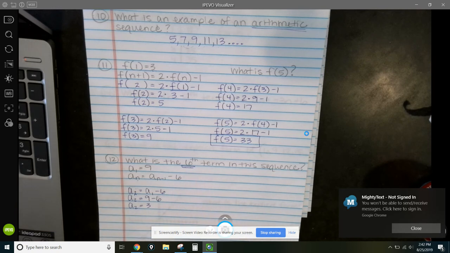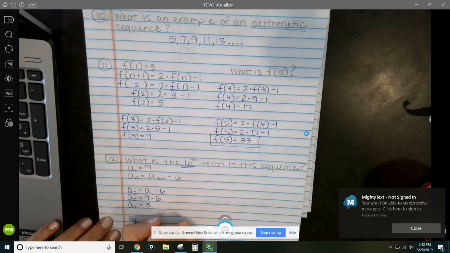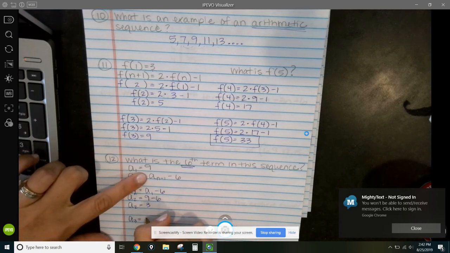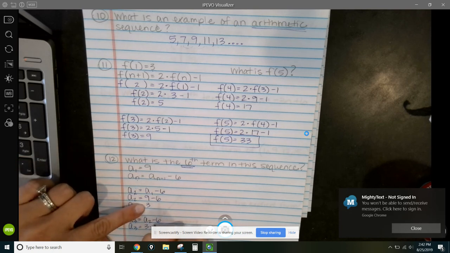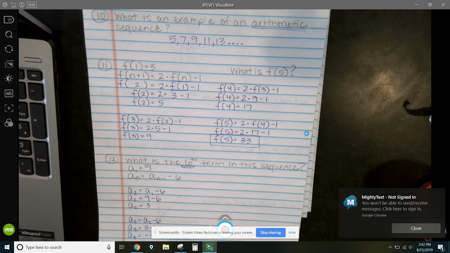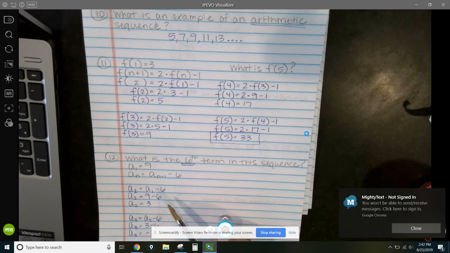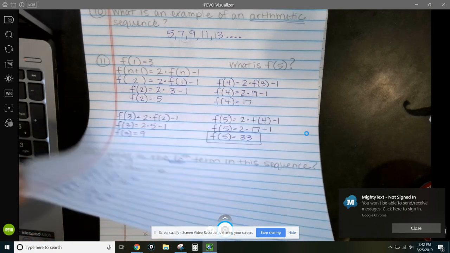I want to find the sixth term. So I'm going to keep going here. I'm going to say that a of 3 equals a of 2 minus 6. So a of 3 is going to equal 3 minus 6. So a of 3 is going to equal negative 3. And I can just keep going until I get to a of 6. So you don't need to watch me do the whole thing, but just keep going using that same formula.